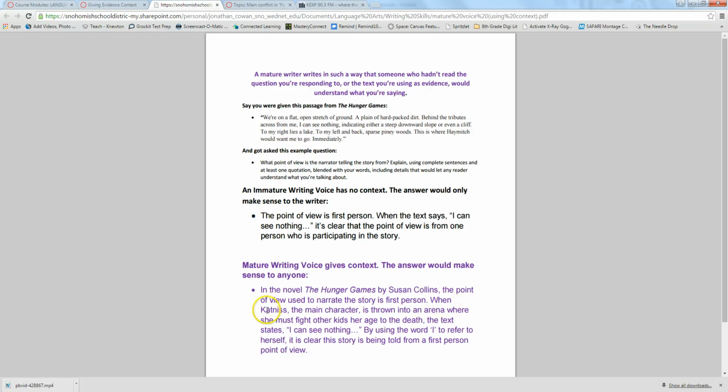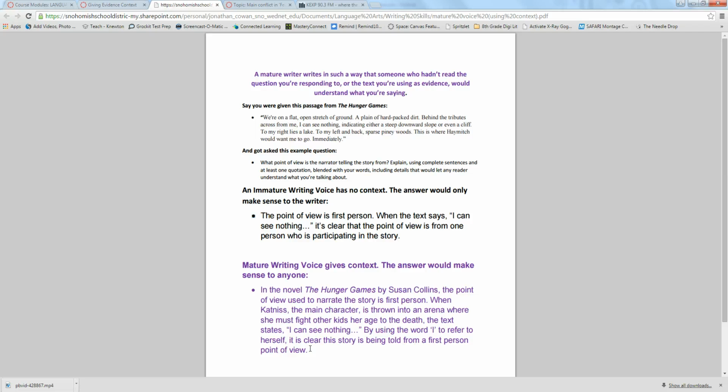When Katniss, wait, who's that? The main character, oh, okay, cool, is thrown into an arena where she must fight other kids her age to the death. What the heck? That's crazy. But it does make sense, like as a sentence. Okay, this sounds like a messed up book. The text states, I can see nothing. By using the word I to refer to herself, it is clear this story is being told from a first-person point of view. Whoa, that makes sense to anybody.